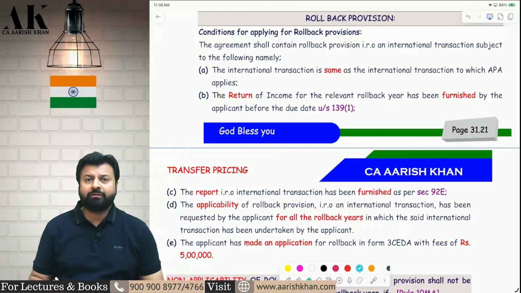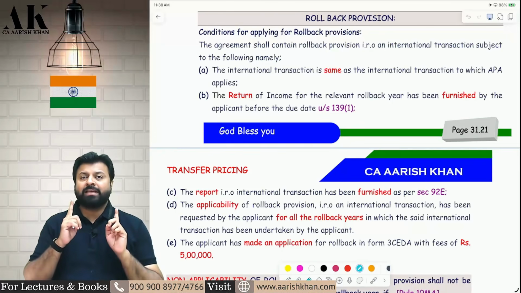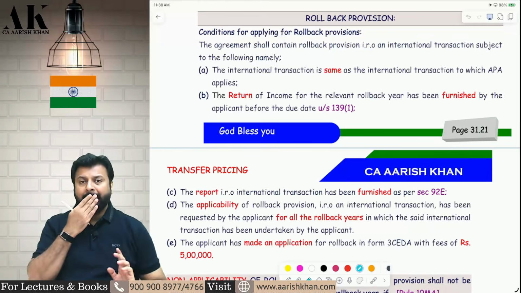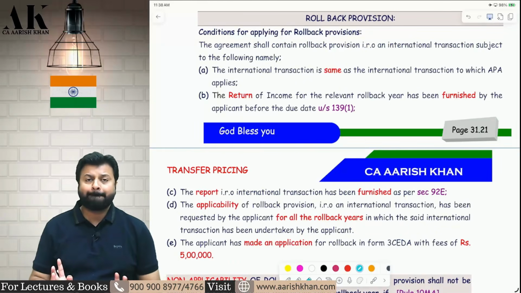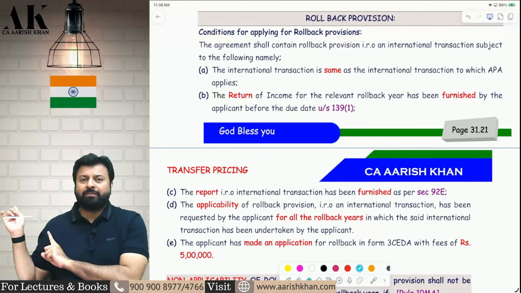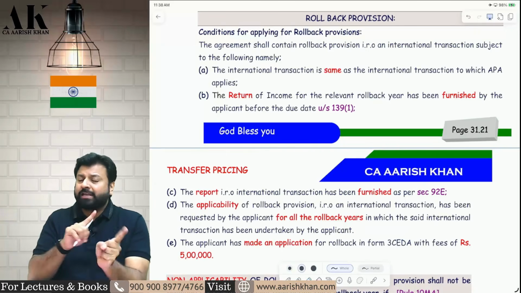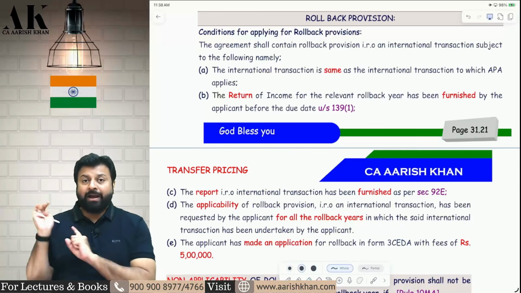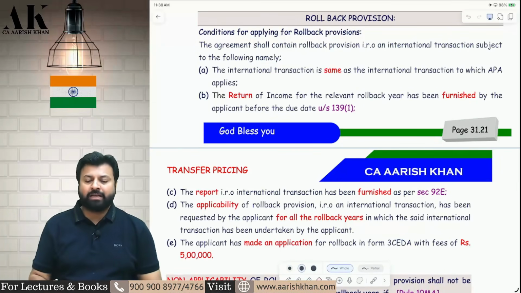Now to roll back, you have to fulfill certain conditions. So always remember, when I say advance pricing agreement, it is for future. And when I say rollback agreement, it is for past. Don't say advance pricing agreement for past. The word past and advance cannot go hand in hand. For past, you say rollback. For future, you say advance pricing agreement.